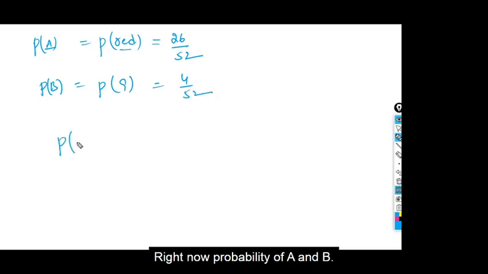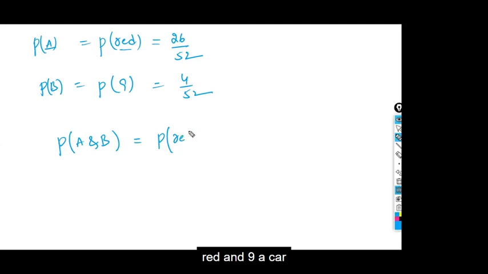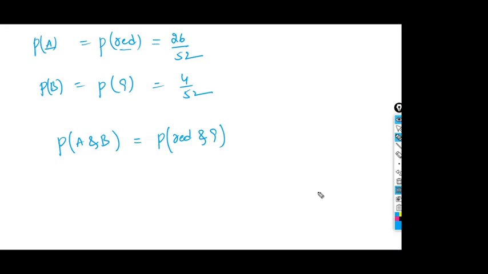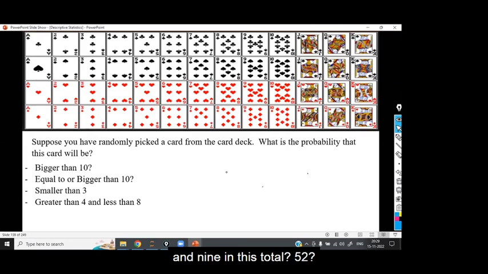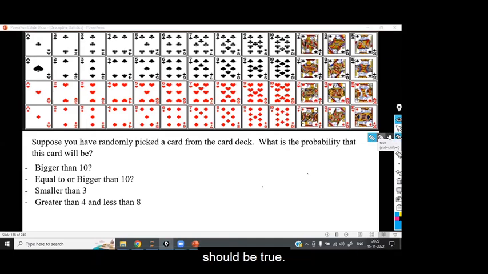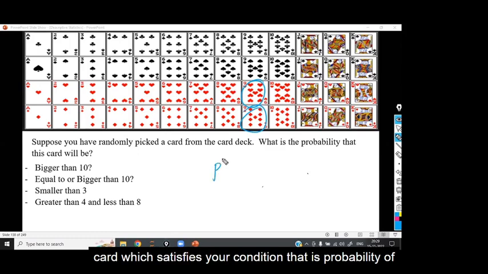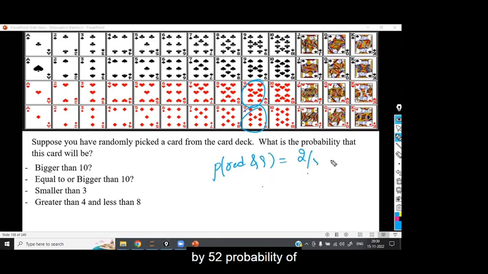Now, probability of A and B. What is the meaning of A and B? The probability of red and 9. A card should be red along with being a 9. How many cards satisfy the condition of red and 9 in this total of 52? "And" means both the conditions should be true. How many cards are there? 2 cards, this is the first card, this is the second card, which satisfy your condition. So the probability of getting red and 9 is 2 by 52.